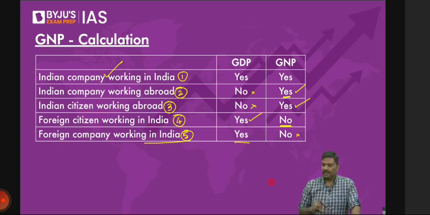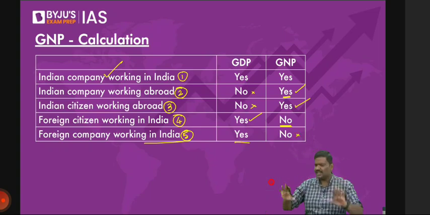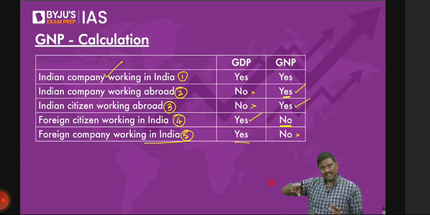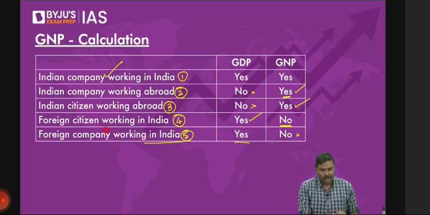Any difficulty in understanding any one of them? It's a basic concept. Whether produced in India or not, count it as part of GDP. If it is produced by an Indian national, count it as GNP. Point number four, foreign citizen is working in India. My dear, GDP, again, you're missing the point. What is GDP? Production should happen in India.